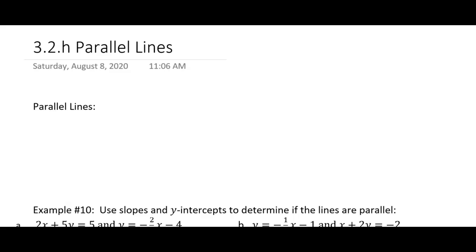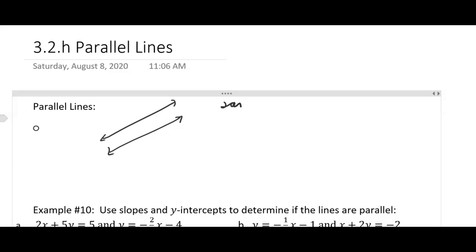Parallel lines. Parallel lines are lines that don't intersect. So like this, kind of like railroad tracks. And because they're not going to intersect, you have the same rise over run for both lines. So their slopes are the same. Same slopes.